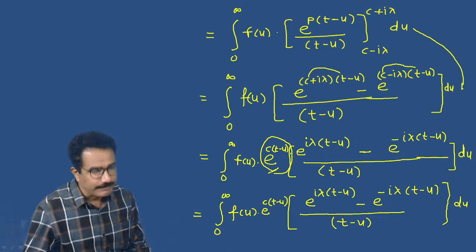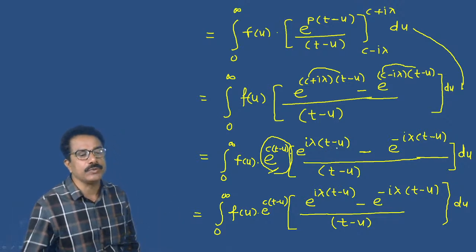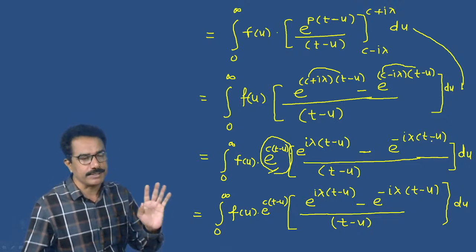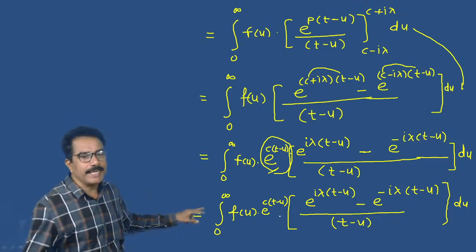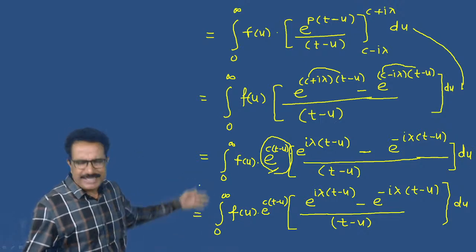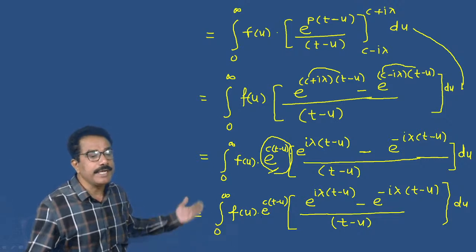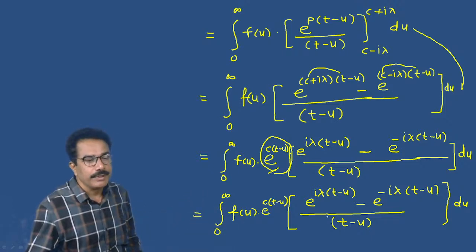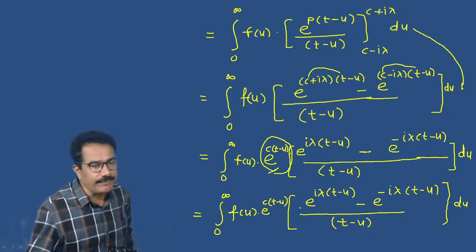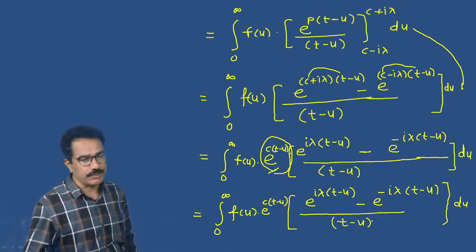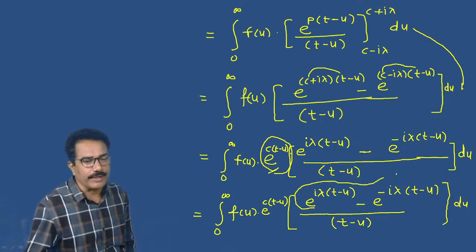In the bracket there is e raised to i lambda into (t minus u) minus e raised to minus i lambda into (t minus u). So we will get integration with respect to u. Remaining terms are the same: integral from 0 to infinity f of u, e raised to c into (t minus u). So we will get this function as e raised to i lambda (t minus u) minus e raised to minus i lambda (t minus u), divided by (t minus u). Again we have to use the formula for this.